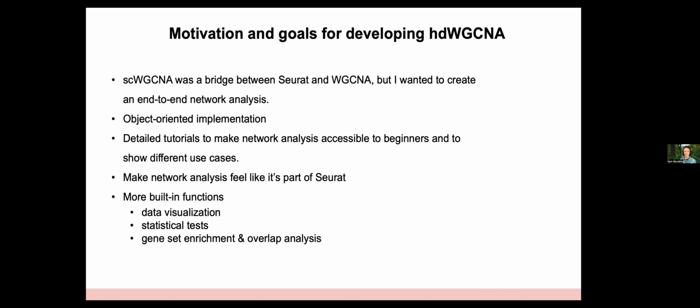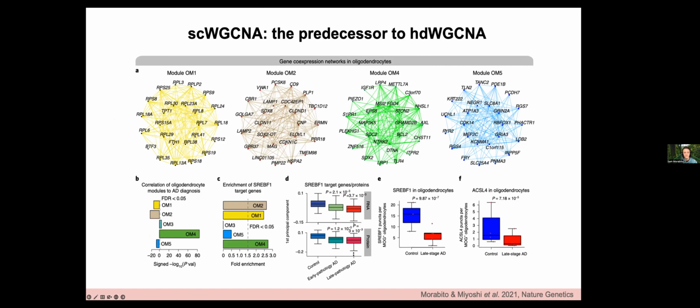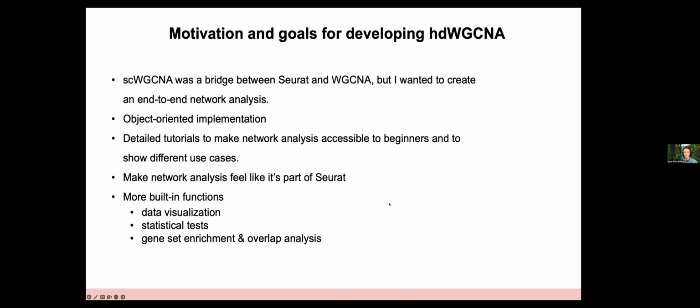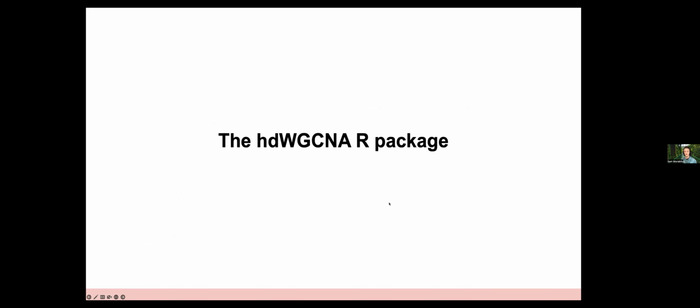I also wanted to make it feel like it was part of Seurat, so all of the functions have the same naming convention and they work with Seurat objects. I also wanted more built-in functions for data visualization, for statistical tests, and for gene set enrichment and overlap analysis. Some people really don't like the colors that WGCNA makes by default, so I made it so you can change all the colors, with lots of different built-in functions. On that note, I'll start talking about the actual R package.